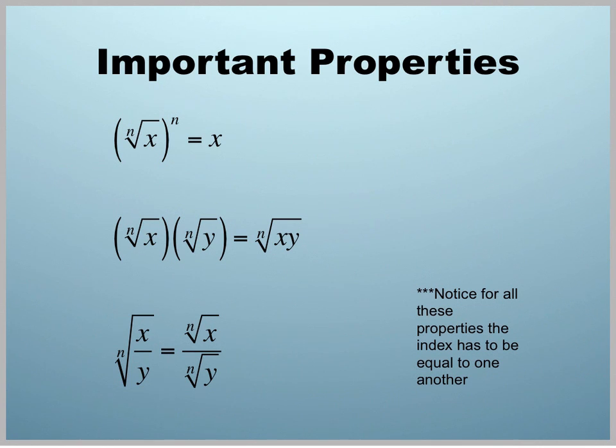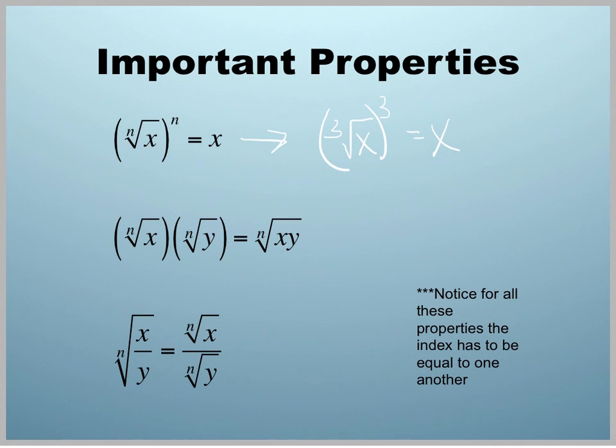Just like with exponents, radicals have a couple important properties that we're going to have to use in order to simplify. The first one is when the index and your exponent are equal to one another. So when your index and exponent are equal to one another, the radical simply cancels out and you're just left with x. Let's look at an example using numbers. Let's say I had the cube root of x all raised to the third power. Well, essentially the exponent and the index cancel each other out, so you're just left with x for your final answer.